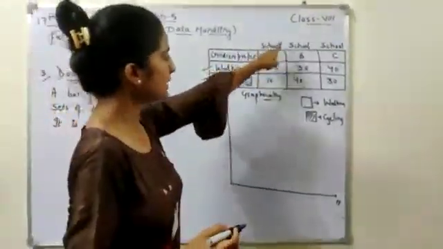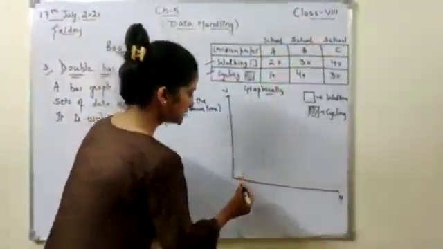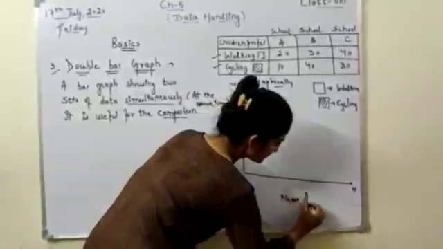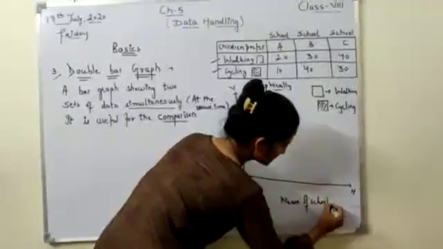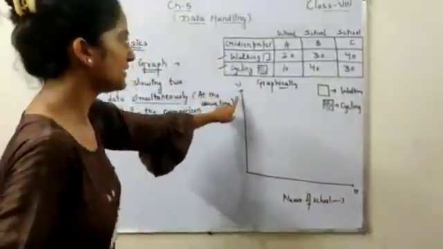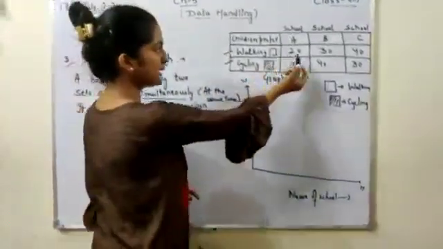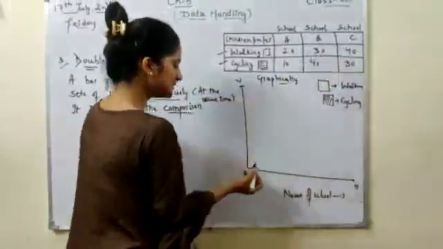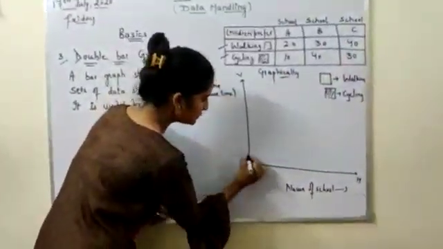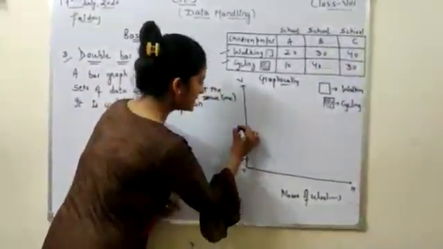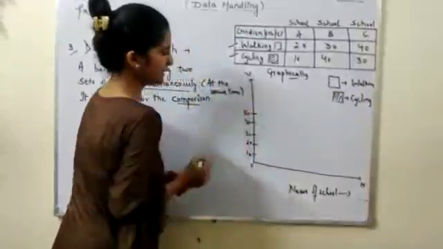So school A, school B and school C. We'll write the names of the schools here, and here we'll write the number of students who prefer walking and cycling. See, 20, 30, 40, 10, 40, 30. A gap of 10, 10, 10 is here. So we start with 0, 10, 20, 30, 40 and 50.